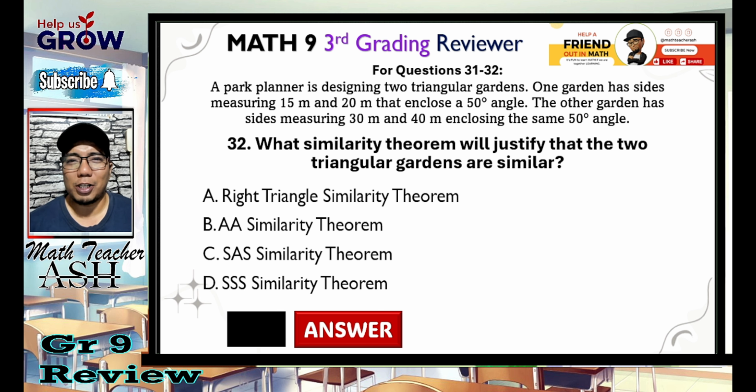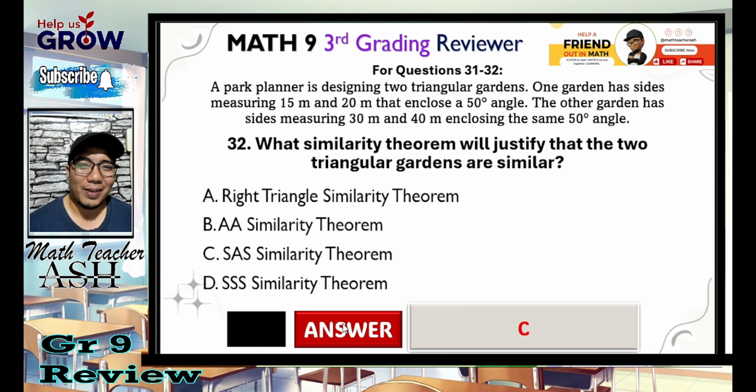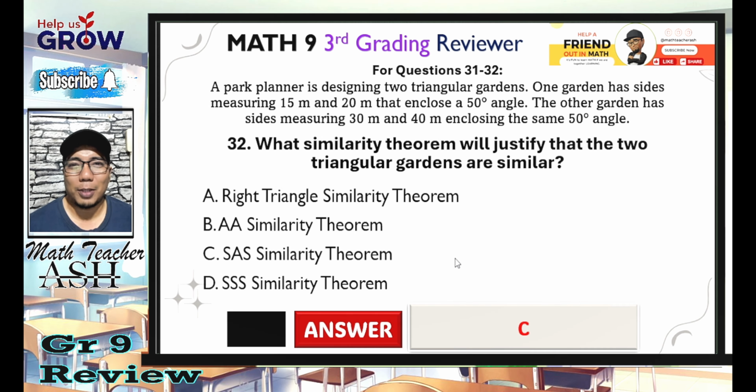Alright, my dear math learners, this question is very easy. Why? Because as we can see in the given problem, we have two sides and one included angle. So, that is SAS. That is letter C. Let's check whether we are correct. Okay. So, my dear math learners, I hope you got that one. Very easy. Now, let us go to question number 33.